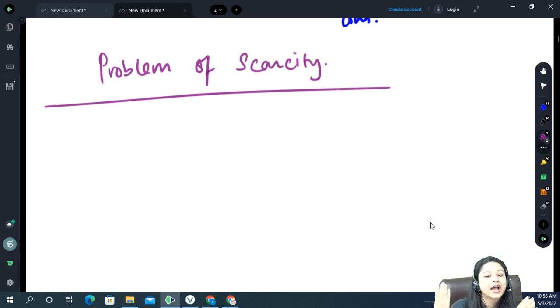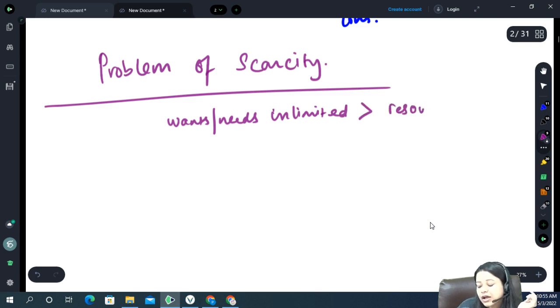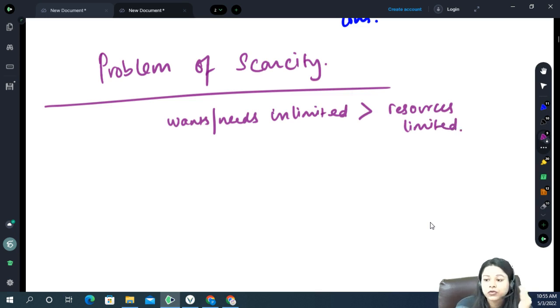My wants are very high. I want to go for a lavish breakfast. I want to go to good movies. I want to go and purchase good cosmetics. All my needs and my wants are unlimited, but my resources are limited. So this is known as the problem of scarcity, which the entire world is fighting on an individual level and on a macro level.